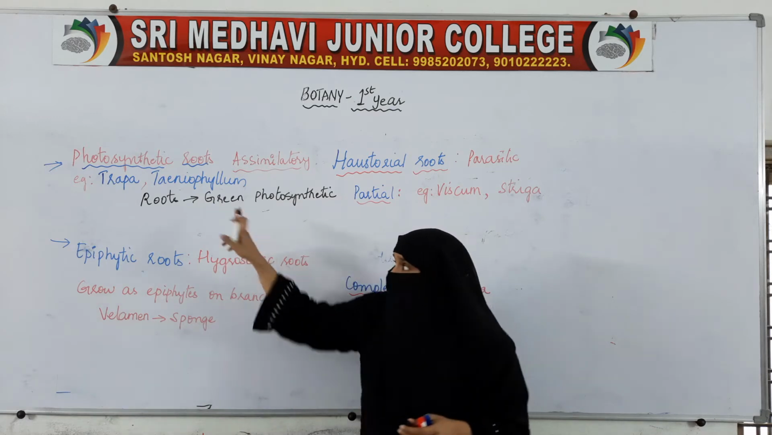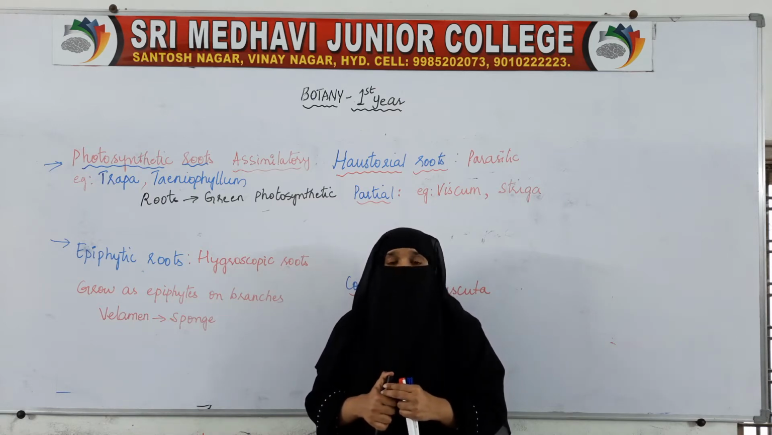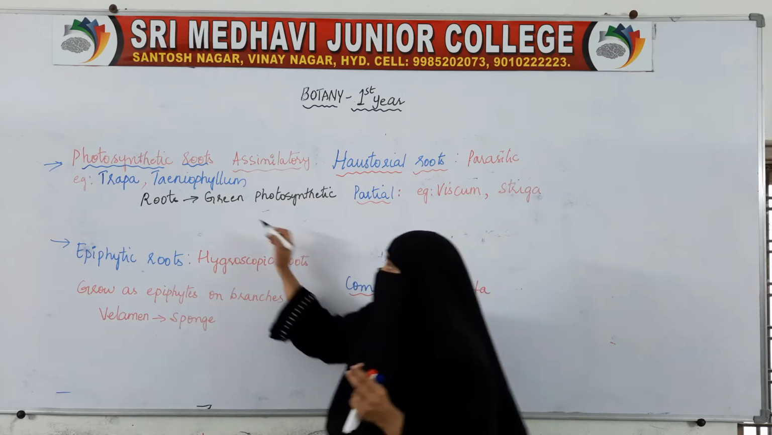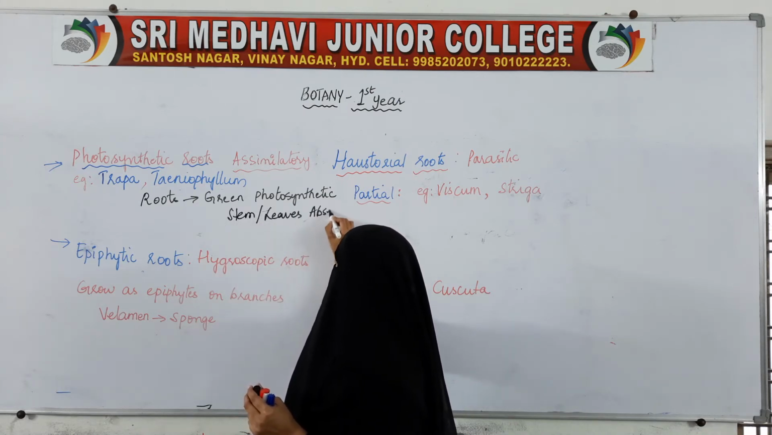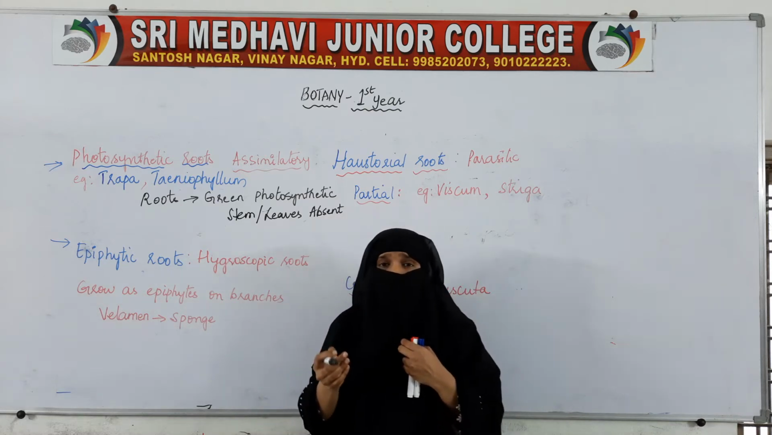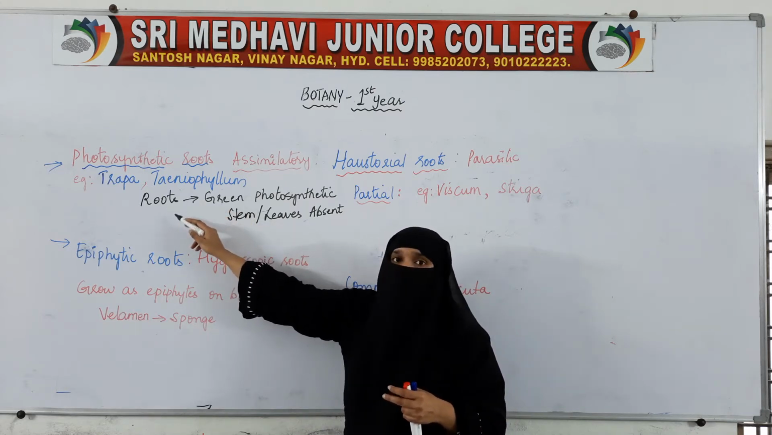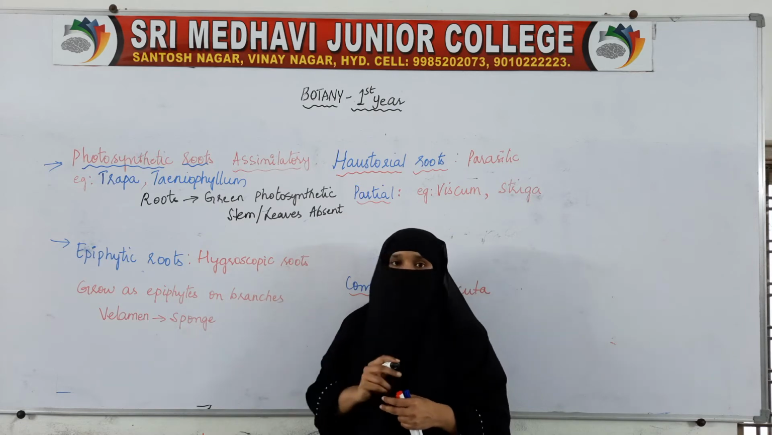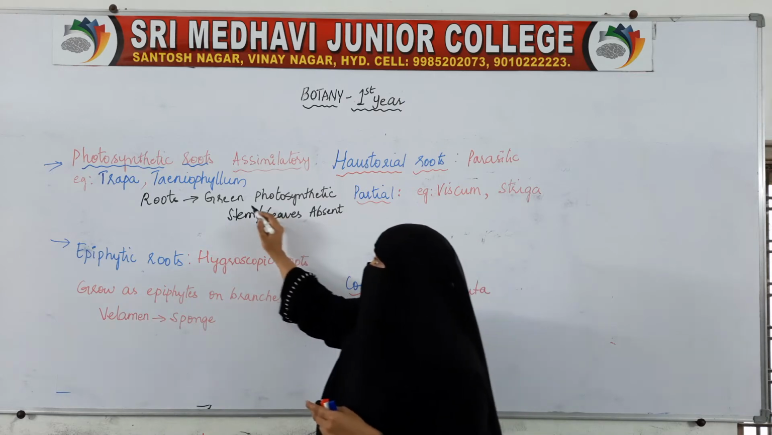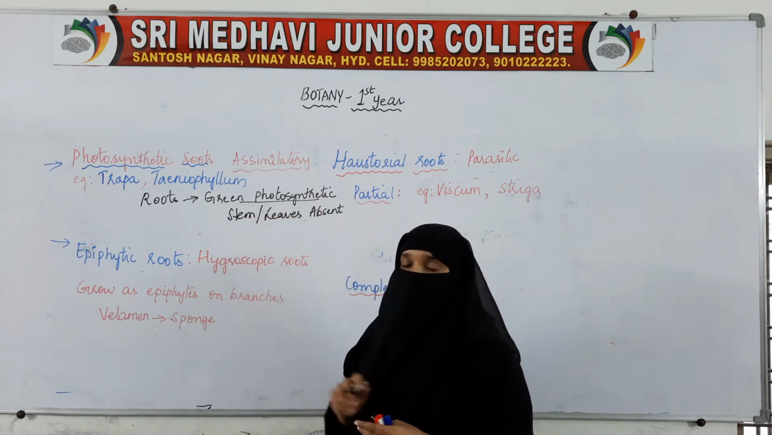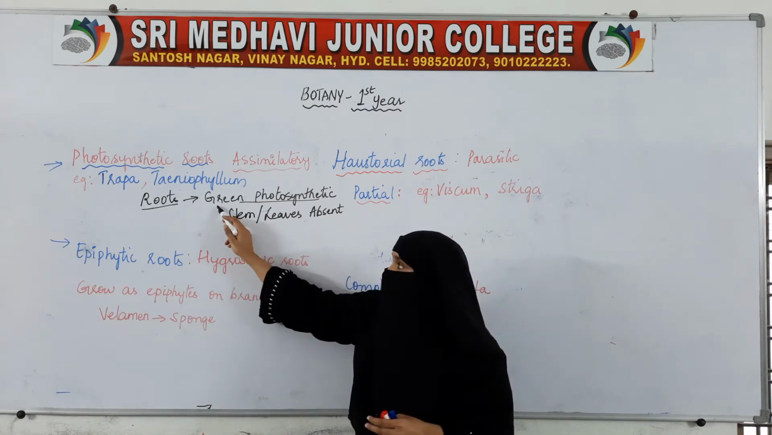In plants which have photosynthetic roots, stem and leaves will be absent. Even if the stem is present, it will be very small. Here the roots will perform the function of photosynthesis. Stem is not there, leaves are not there, so instead of leaves performing photosynthesis, the roots will perform it. The roots will become green.